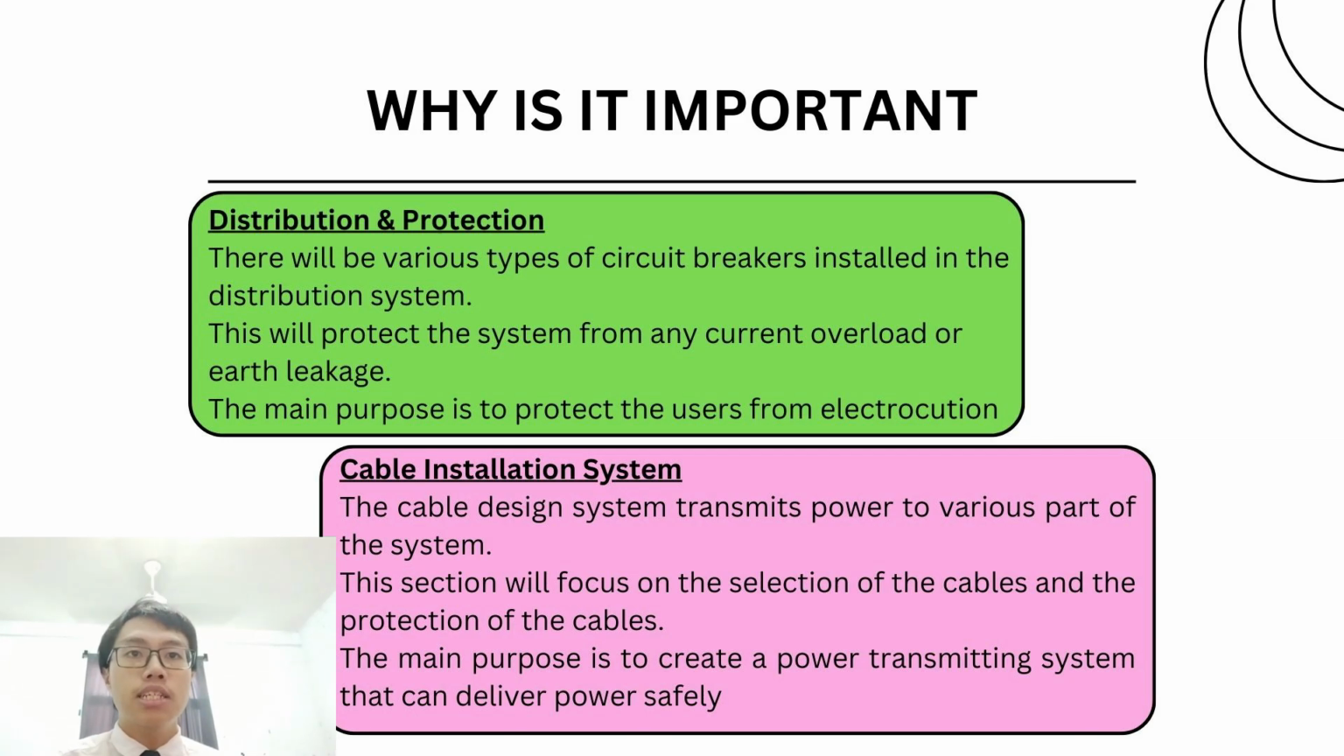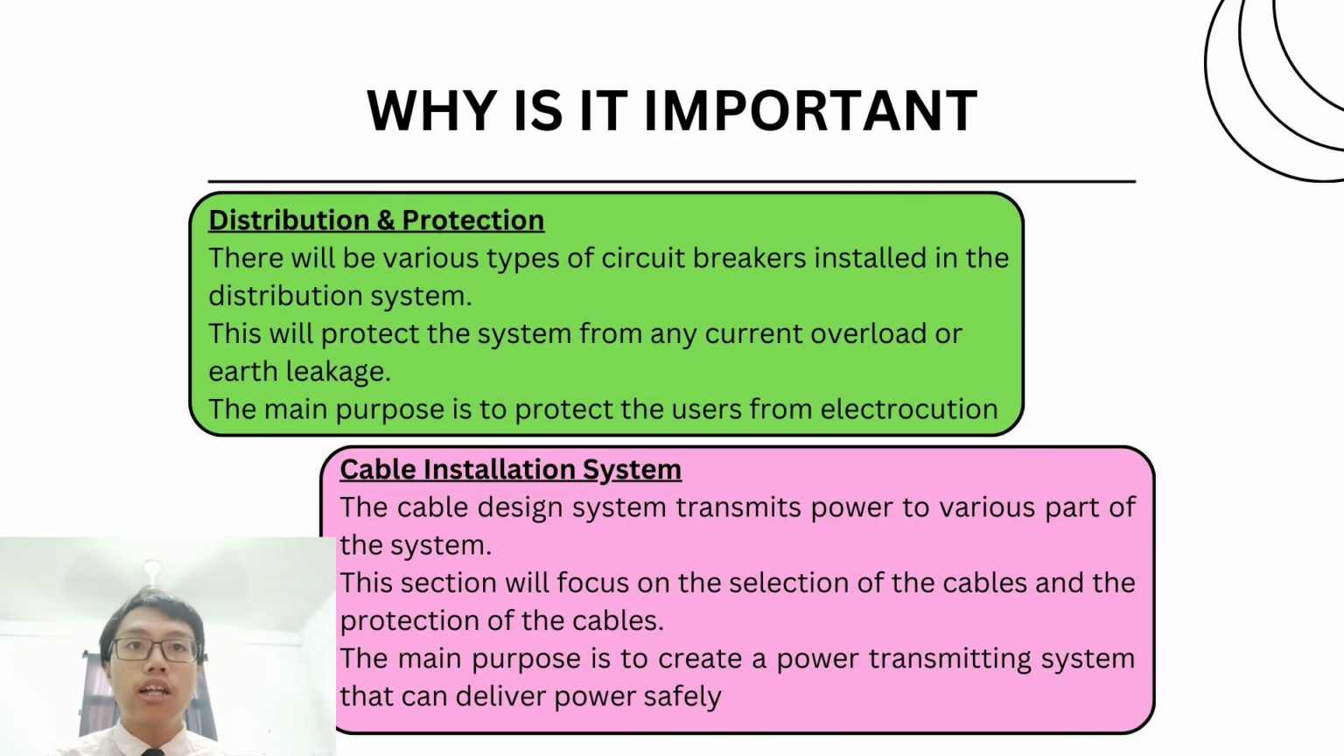Distribution and protection is important because there will be various types of circuit breakers installed in the distribution system. These will protect the system from any current overflow or any earth leakages. The main purpose is to protect the users from any electrocution.